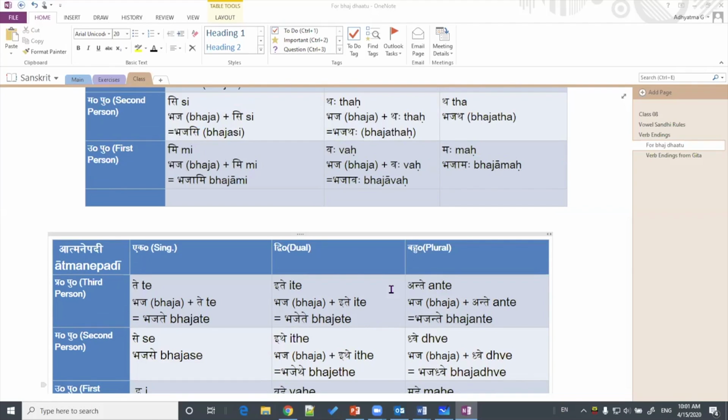Question is there. I did not catch why we could not recognize some verbs in the scripture. Is it because of atmanepadi? If it is because of atmanepadi, now you should be able to recognize. Question, what can be the example of atmanepadi? I just gave the example, bhajate, that is an example of atmanepadi. I'll also show you exactly how it appears in the Gita.